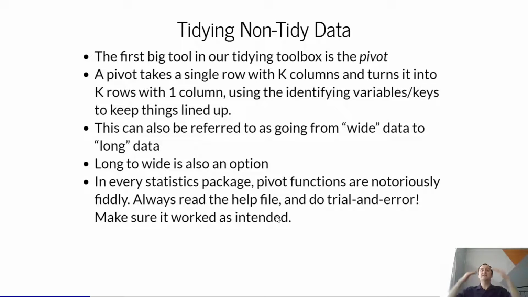What a pivot does is it takes a single row with k columns and turns it into k rows with one column. Sort of like our sales in each year thing, right? It would take sales in 2011, 2012, 2013, 2014, and turn it into sales in a year column, and then the value there. This can also be called going from wide format data, where we have a single variable split across multiple columns, into long data, which is one row per observation. You can also go the other direction, long to wide, which is useful in some cases.